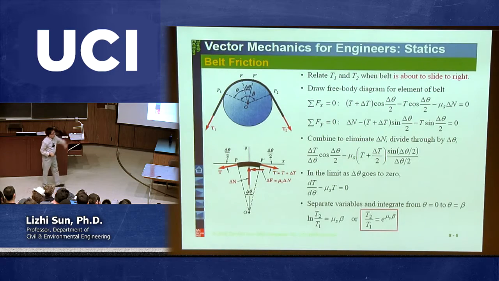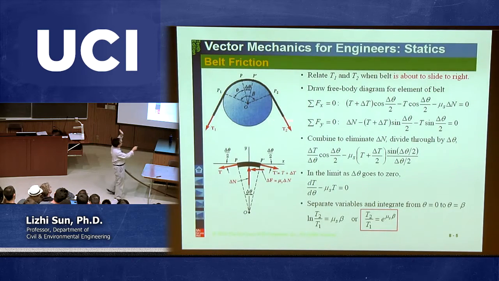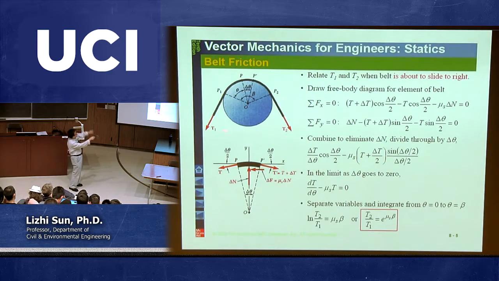Same thing, we basically use those equations, okay? So let's say we have this scenario with a T2 going this way, T1 going this way, T2 going that way. But you need to know which direction it is about to slide. So if we want to relate T1 and T2 when the belt is about to slide to the right, then T2 needs to overcome not only T1 but also the friction. So obviously T2 is bigger, okay? Because T2 should be equal to T1 plus this kind of friction resistance.